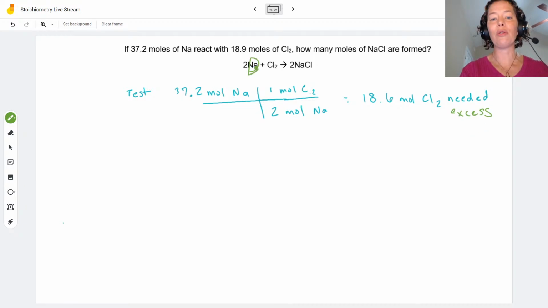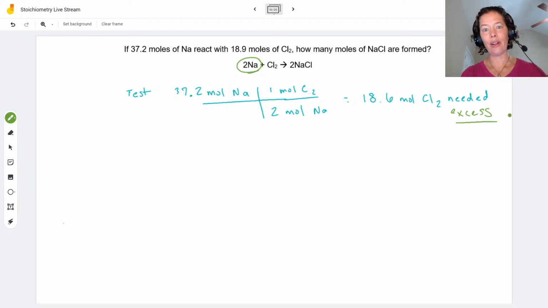So again, I'm going to circle sodium. I'm going to circle it properly in my balanced chemical equation. And you can see I've already written down excess here. So I have identified my limiting reactant, but I like to test both reagents. So I've tested sodium. I'm going to test chlorine. I should get the same answer. This test calculation should also tell me that sodium is my limiting reactant.